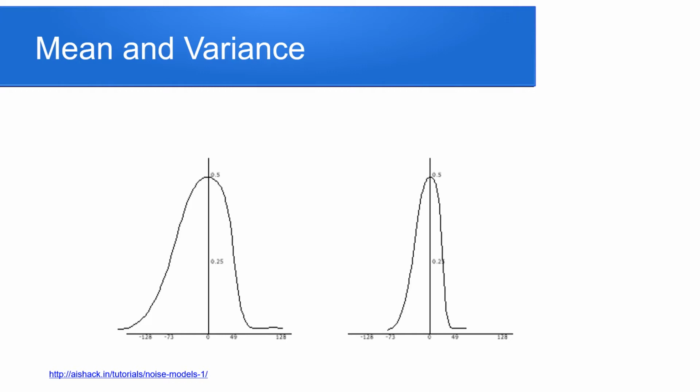So in this figure here, the one on the left hand side is broader. So you will end up getting lots of minus 73s and 49s. But the one on the right hand side isn't, so you won't end up with lots of minus 73s and 49s.